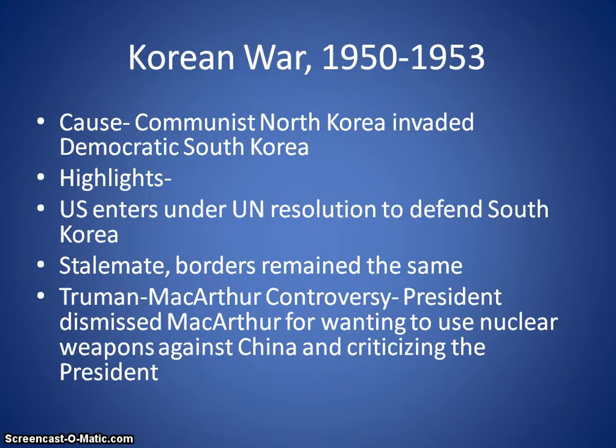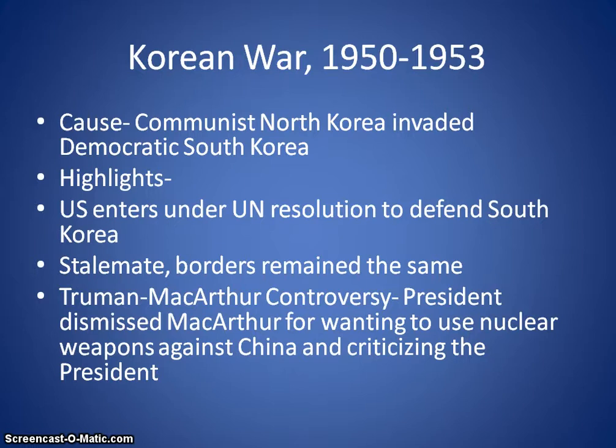Also, remember, during this time, you have the Truman-MacArthur controversy. Truman sends Douglas MacArthur, who was a World War II hero, into Korea. They land and they push back all the way to the Chinese border. Now, China is a little on edge, and they decide to also invade. So they push us back all the way down into South Korea again. Ultimately, it becomes a stalemate.